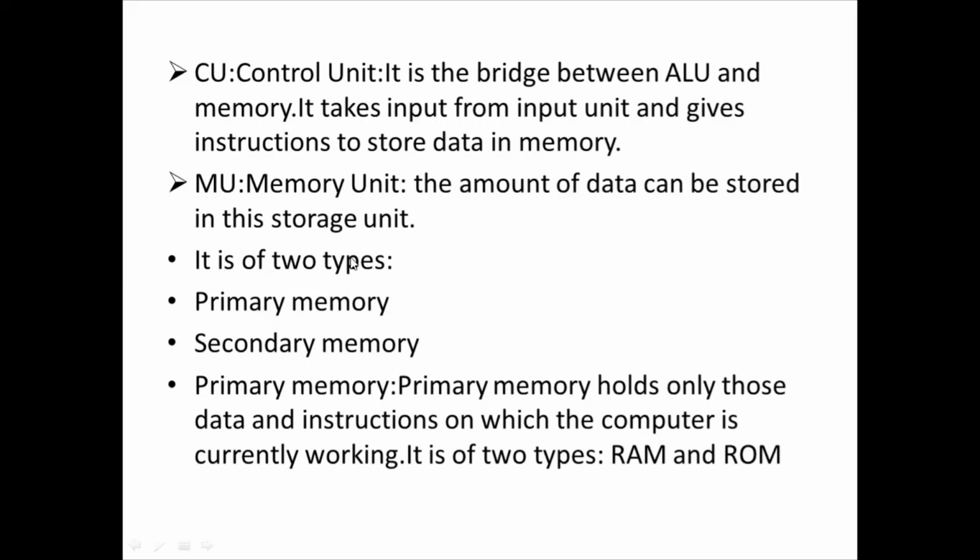And actually it is of two types, primary memory and secondary memory. The primary memory holds the data and instructions on which the computer is currently working. The currently working data of the computer is stored in the primary memory, and it is of two types, RAM and ROM. RAM stands for random access memory and ROM stands for read-only memory.